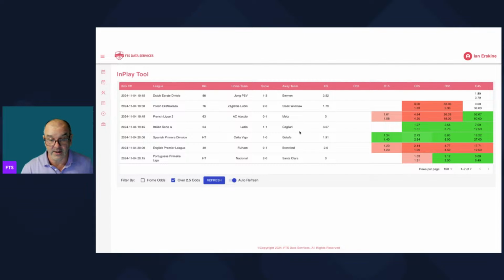So good to see Lazio games coming up. If I wasn't in at half time, this is the sort of thing I'd look for. Really good value still on 65 minutes coming up. So in effect, if you weren't in at half time, you could go in now and have the same bet.